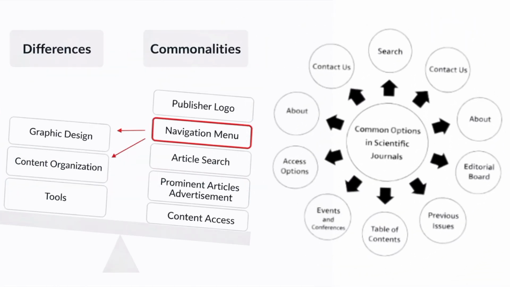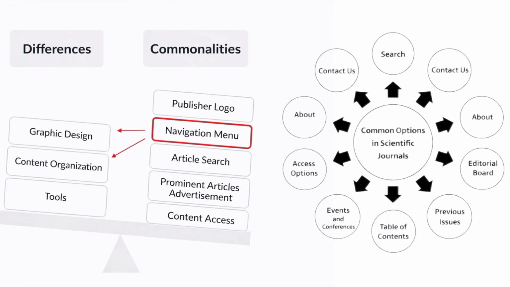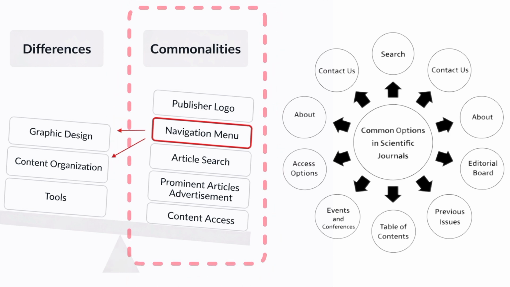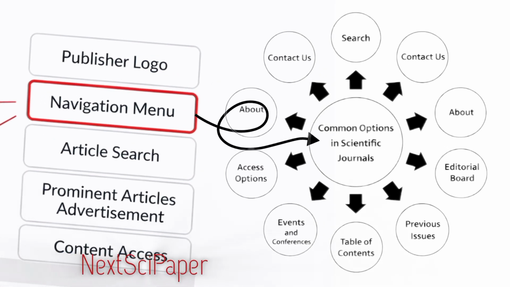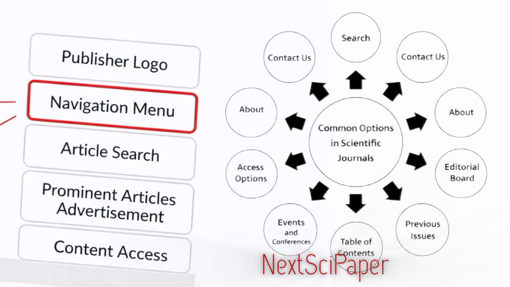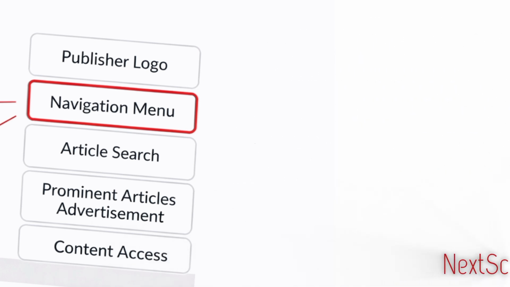Across all these categories, journals share a set of common features. That's what we're focusing on today. Their differences are too many to cover in one session, but their similarities are consistent and predictable. For example, almost all journals have a publisher logo, a search bar, featured articles, and most importantly, a navigation menu. This navigation menu contains items that appear in almost every journal. Let's explore these features in practice.